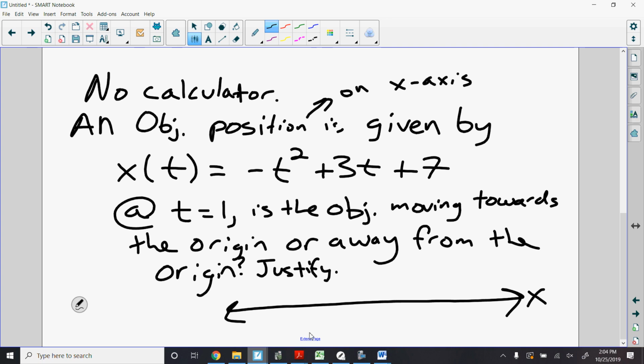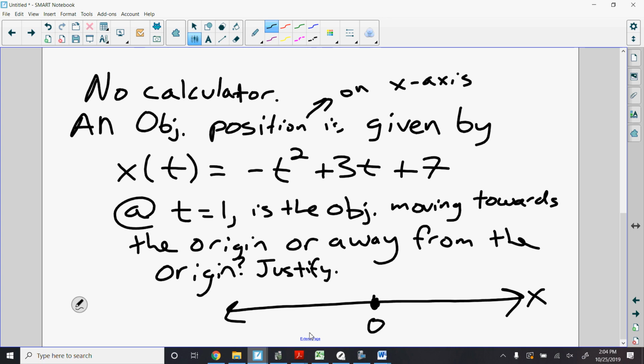So again, here's the x-axis. Here is the origin, which is at 0. Okay? So what we have to consider for moving towards or away from the origin is two things. We have to consider the position of the object and the direction it's traveling.